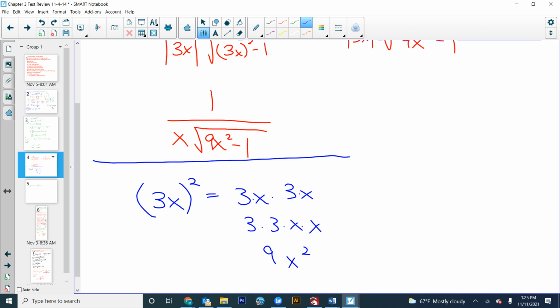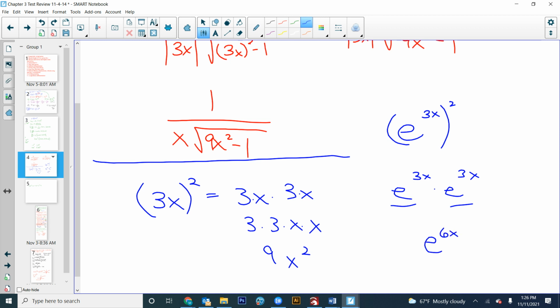Easy. Don't make the mistake, though. 9x squared. But what about e to the 3x squared? That's saying e to the 3x times e to the 3x. Same bases. You multiply the bases, you do what with our exponents? Add. E to the 6x. Yes?